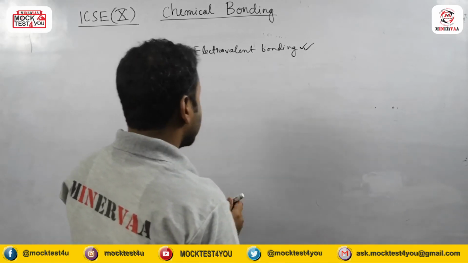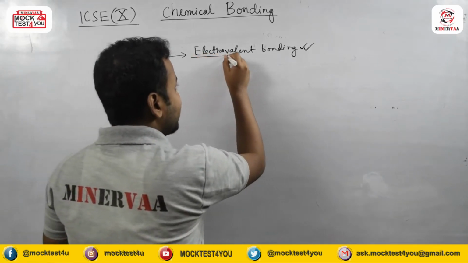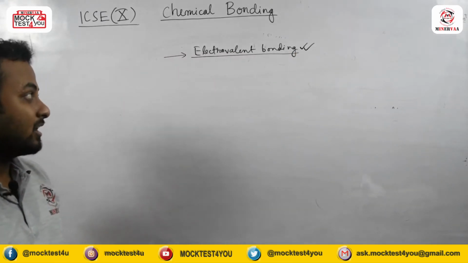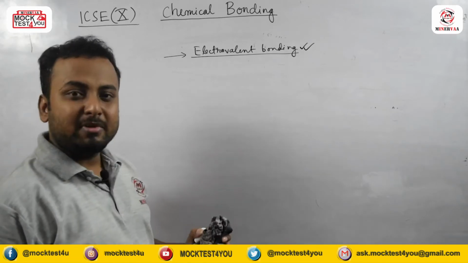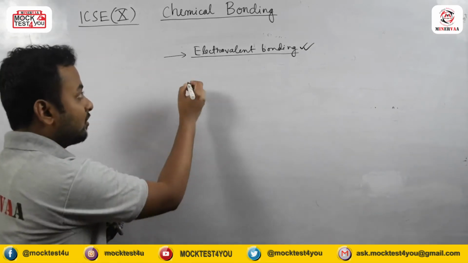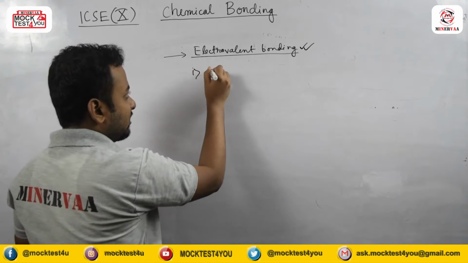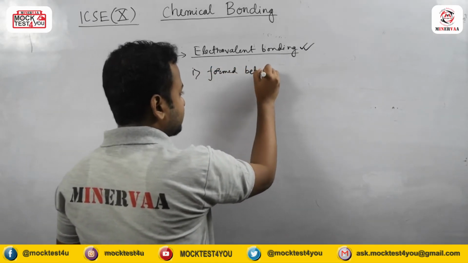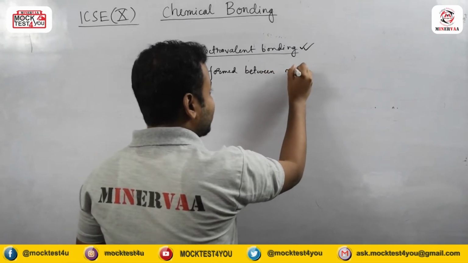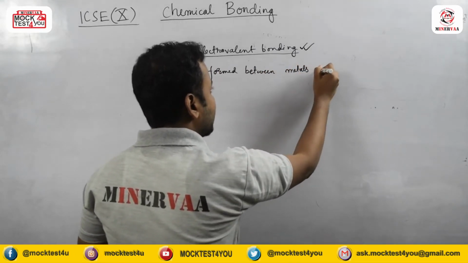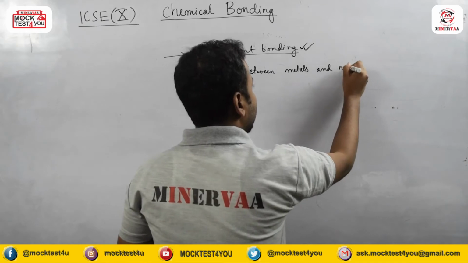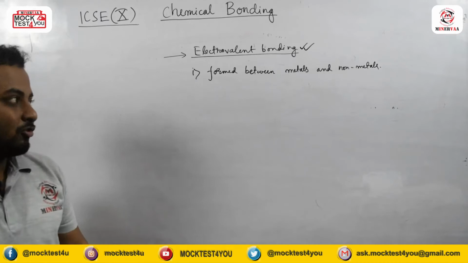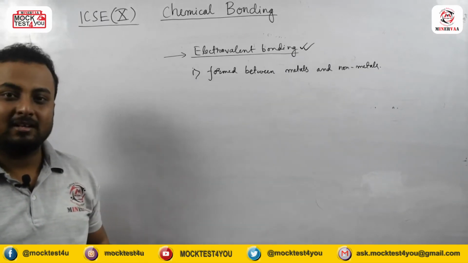Okay, so first of all we'll see how electrovalent bonding is formed, and among which elements it occurs. Basically it is formed between metals and non-metals. So the first point is: electrovalent bonding occurs between metals and non-metals.